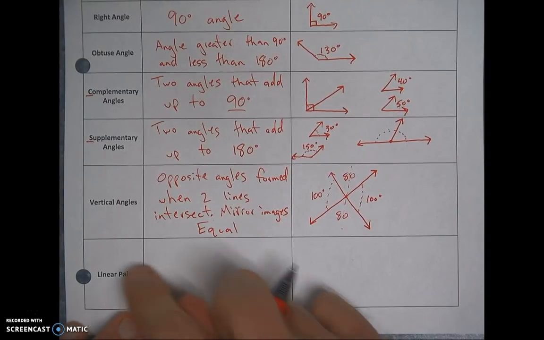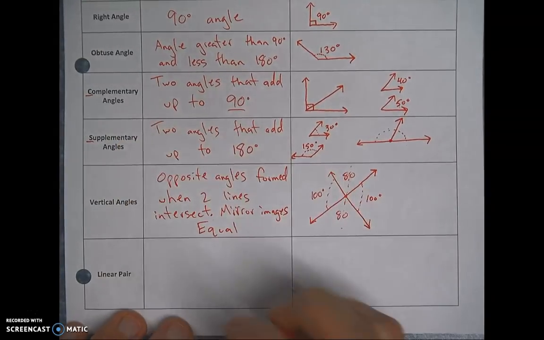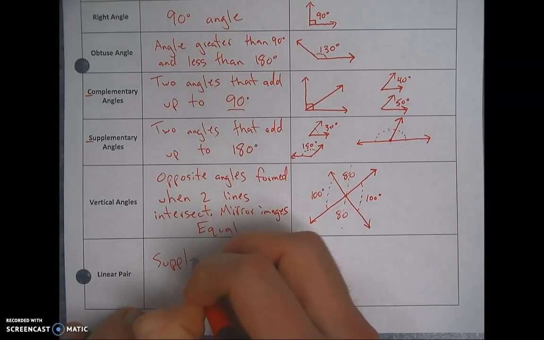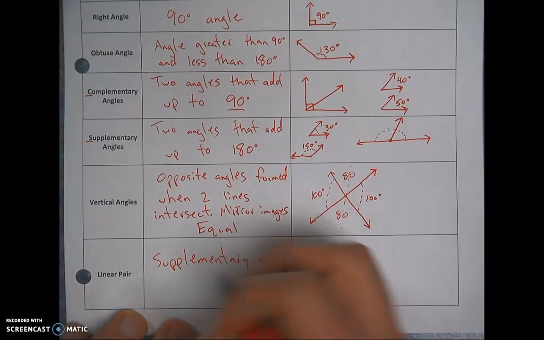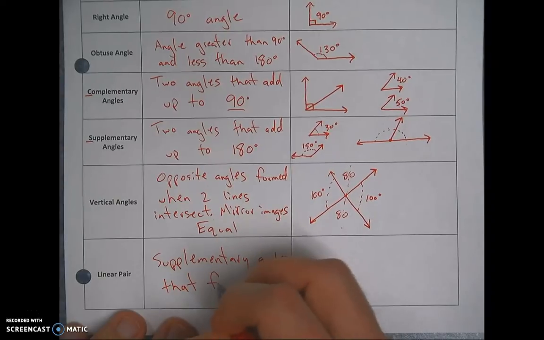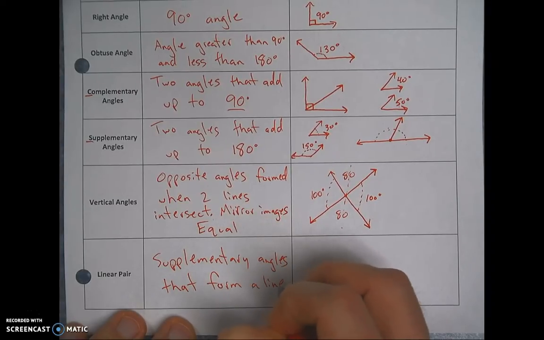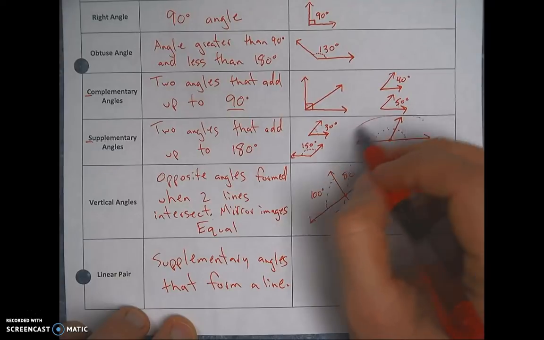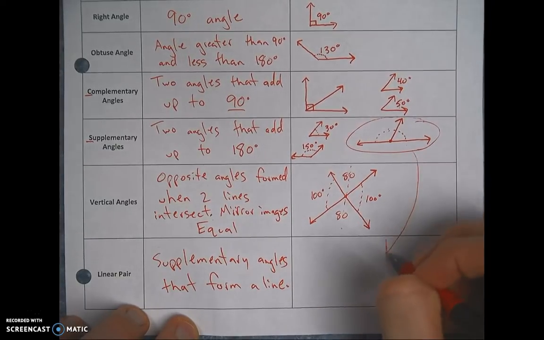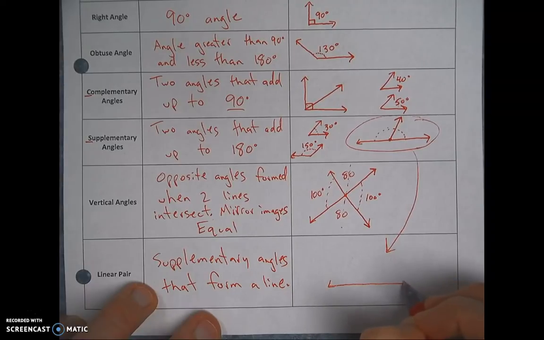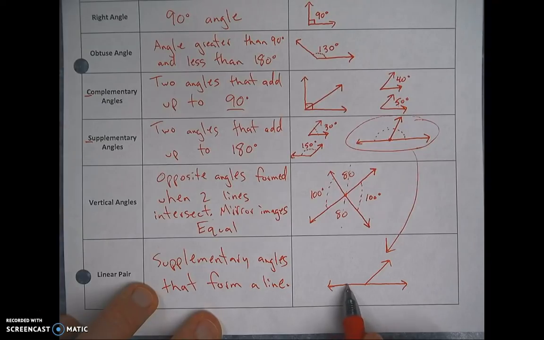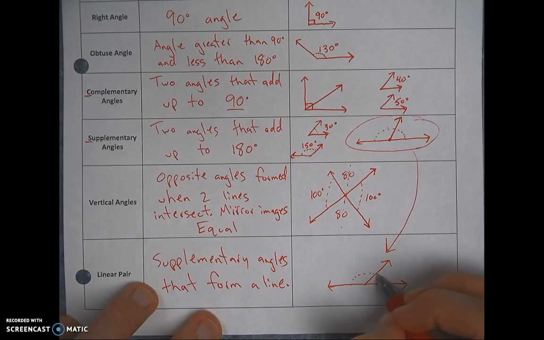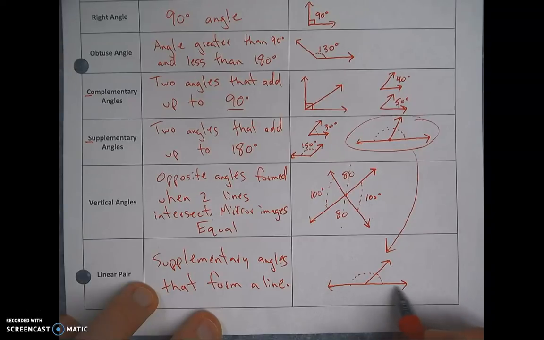And also now linear pairs. Now these are specific to supplementary angles. We actually already talked about these, but they have a special name. These are supplementary angles that actually form a line. So we're talking about this right here. That's a linear pair. They're two angles that when you combine them form a straight line. So I've got two angles. I've got this one and I've got this one, but the bottom of them is forming a straight line. When I put them together like a puzzle piece, they form a straight line.